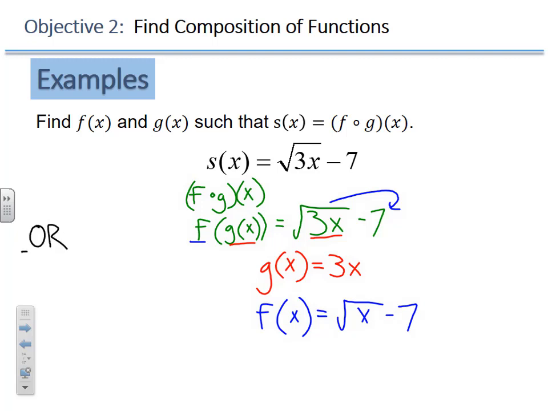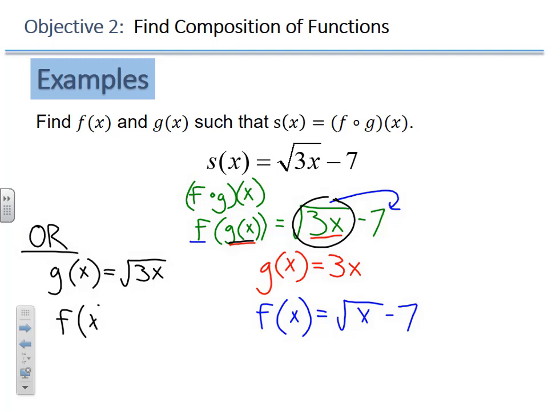An alternative to that is if you call the inside function g the entire square root function. You could also say that g of x is equal to the square root of 3x, and that the outer function, f of x, simply has us taking our input and subtracting 7. That's an alternative solution. The problems you do on WebAssign will be set up in a way that there's only one possible solution.